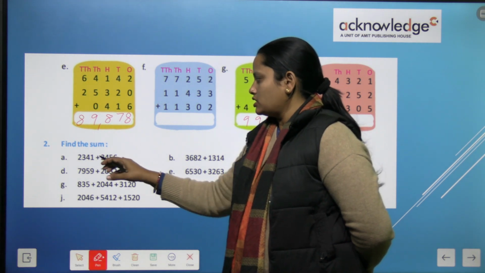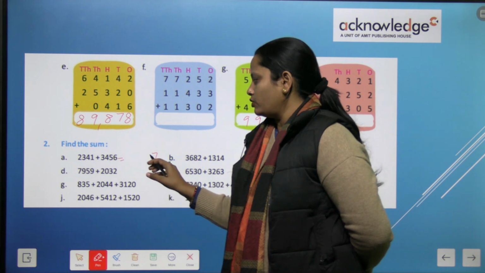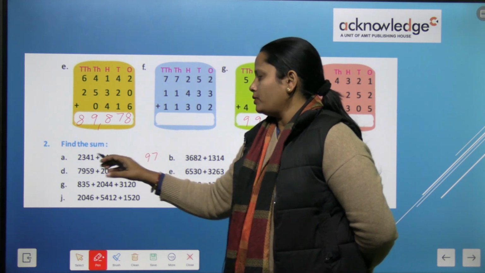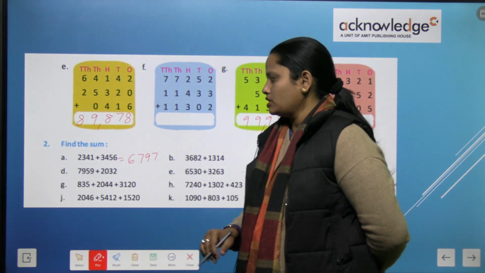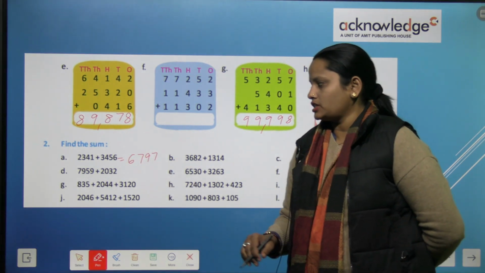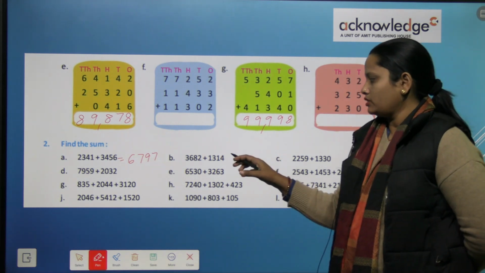So here the answer is 6 plus 1 is 7. 5 plus 4 is 9. 4 plus 3 is 7 and 3 plus 2 is 6. So here the answer is 6,797.